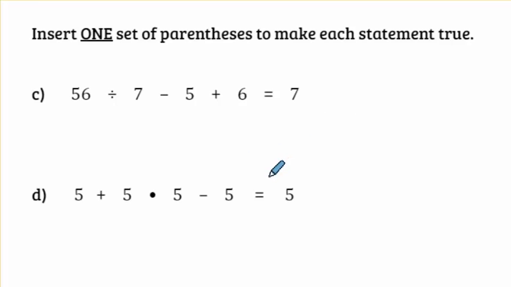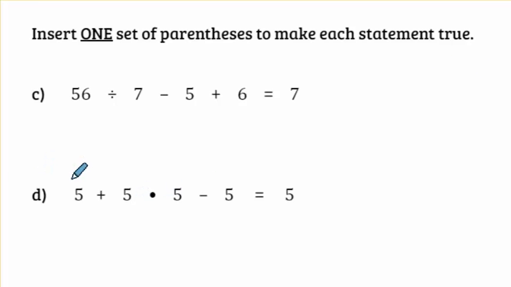The last one, if we leave it alone, we would multiply this 5 times this 5, and we would get 25. And then we would add 5 plus the 25 and get 30, and 30 minus 5 is 25 again, not 5. So clearly we do need to figure out where to put a set of parentheses so that we change up the order of operations.